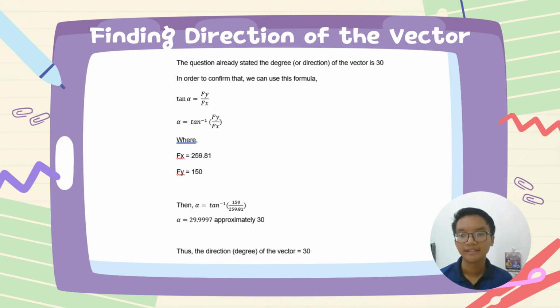As I said earlier, the direction of the vector has already been given, which is 30 degrees. But in order to check, we use tan A equals Fy over Fx, and we substitute the values of Fx and Fy, which are 259.81 for Fx and 150 for Fy. Substituting both values in the equation, we get 29.999997, which is approximately 30. So this proves that the direction of the vector is 30 degrees.